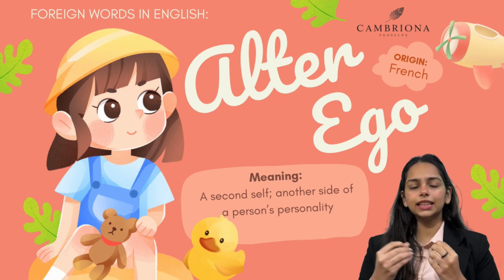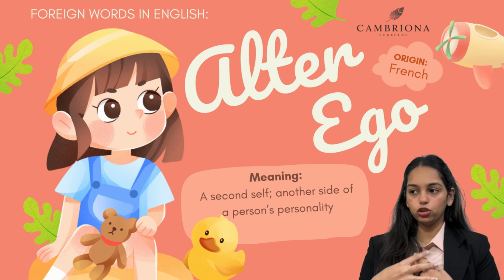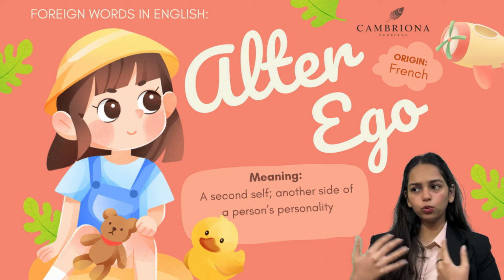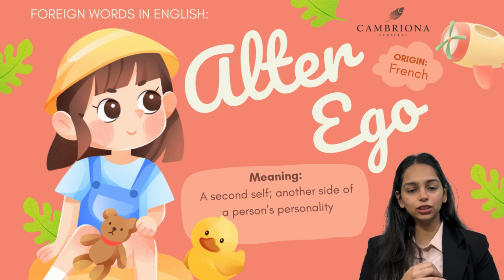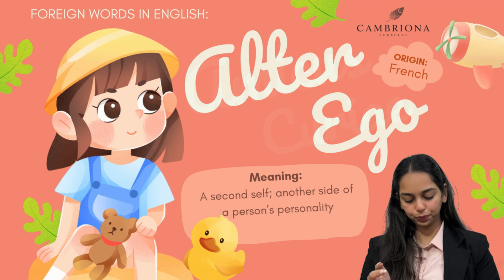and it is a second self. For example, एक person है जो कि in public बहुत ज़्यादा shy and introvert behave करता है, but जब वो लिखता है, when he writes poetries, तो he expresses himself in a way that no one else can, right? So that is his alter ego.